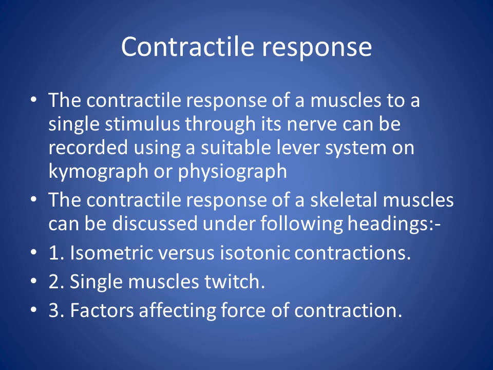Now the contractile response of a muscle to a single stimulus through its nerve can be recorded. A typical contractile response consists of a brief contraction followed by relaxation and is referred to as a single muscle twitch. It is called single muscle twitch. This contractile response of a muscle can be discussed under the following headings: isometric versus isotonic contraction, single muscle twitch, and the factors affecting the force of contraction. The single muscle twitch and the factors affecting force of contraction will be taught in the next class.